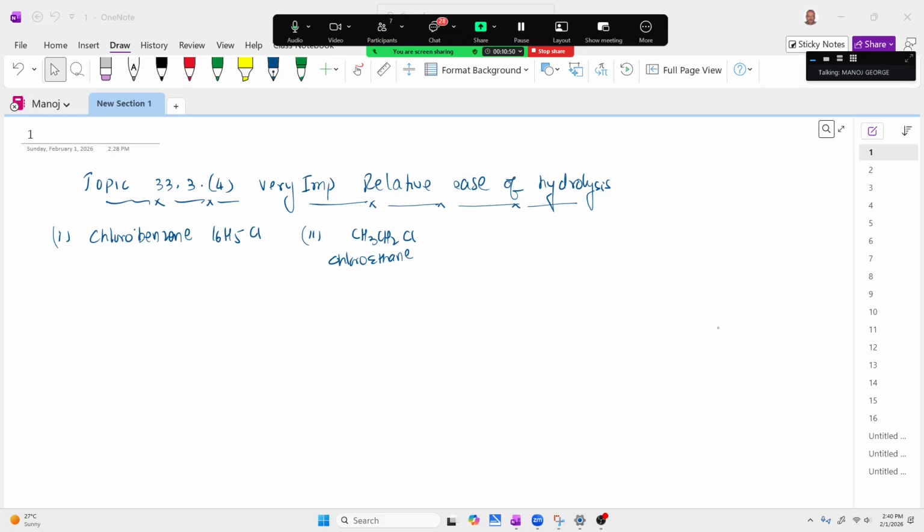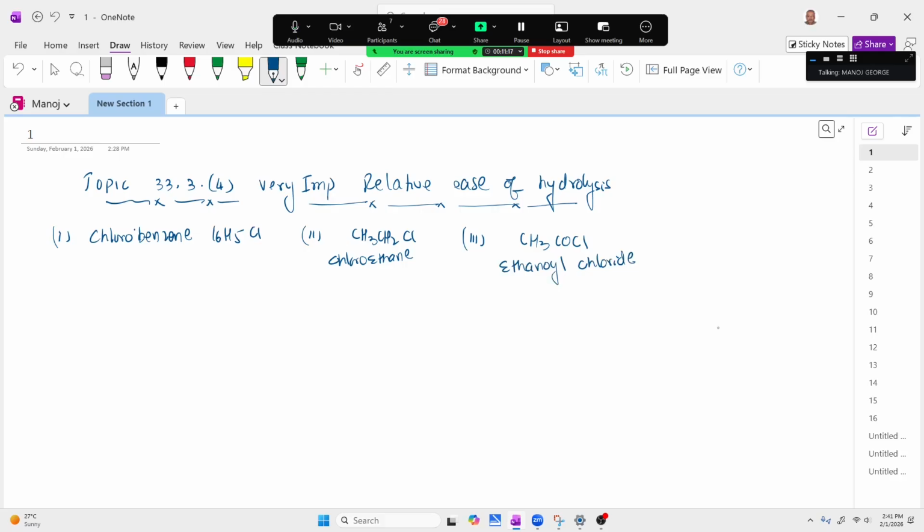So what we are doing is topic 33.3.4. We're talking of the relative ease of hydrolysis. So we have to compare three compounds. One is chlorobenzene, then we have chloroethane, and the third is an acyl chloride, for example, CH3COCl. So this is ethanoyl chloride.